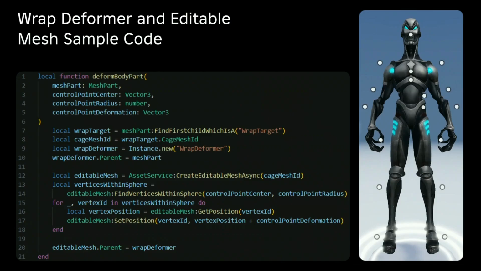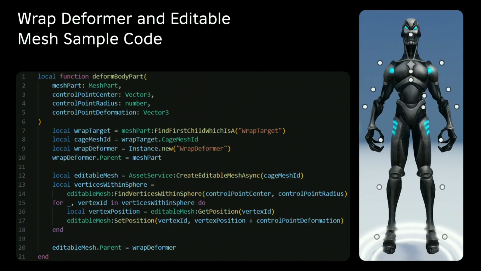We first find the wrap target and get the cage mesh ID. Basically, now that we have access to the cage, we would then create a wrap deformer instance, and parent this wrap deformer under the mesh part. We have the cage mesh ID. We pass this into a new function that we are providing called create editable mesh async. This gets access to the cage mesh as an editable mesh.